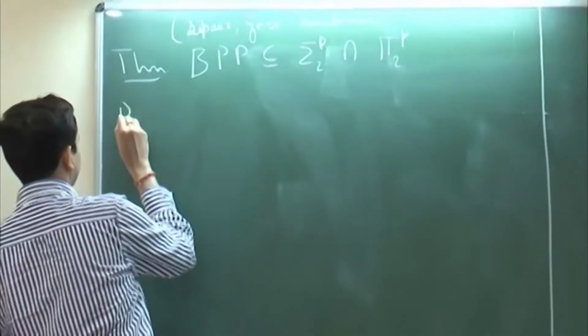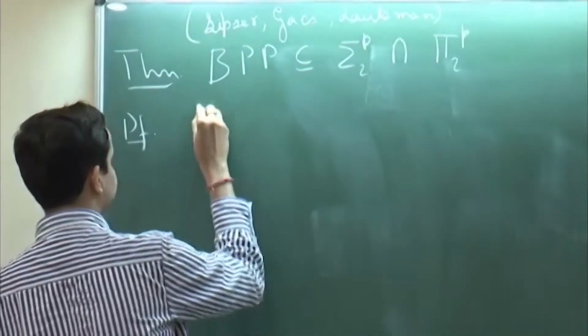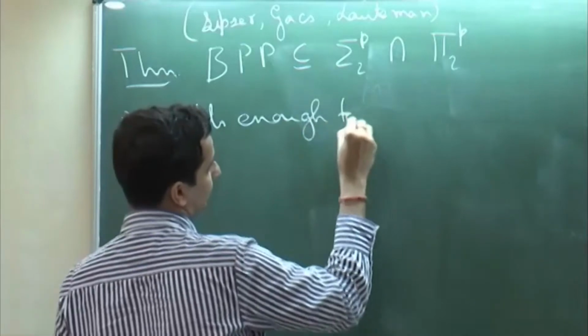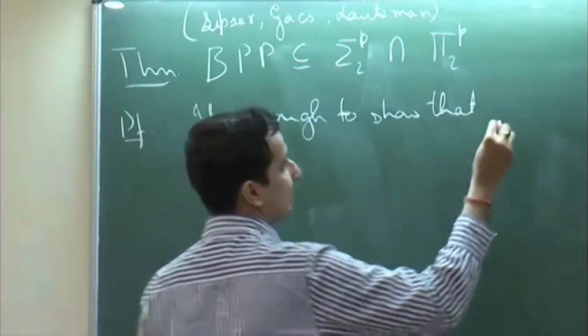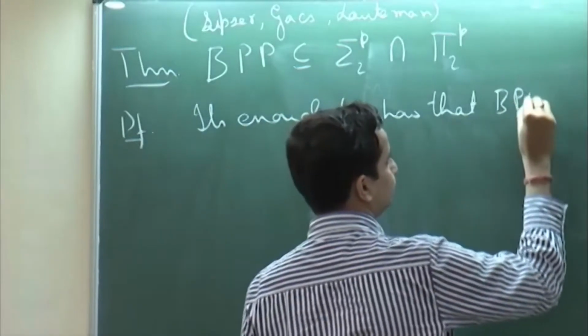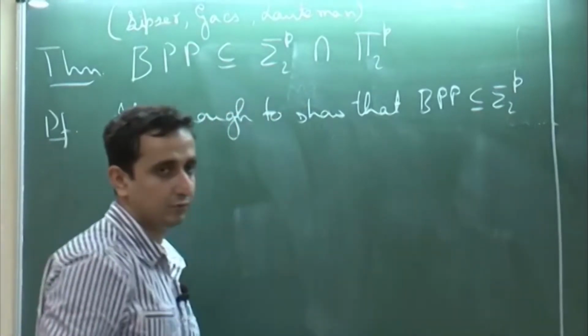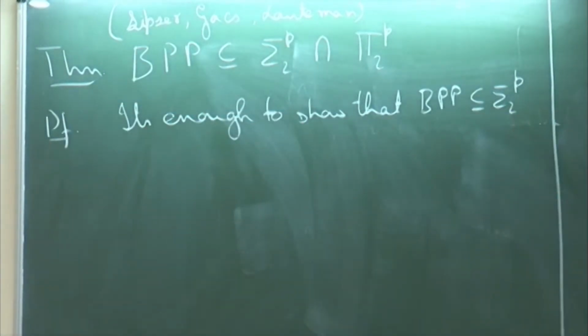Since BPP is closed under complement, it is enough to show that this is in just Sigma 2, because BPP is equal to co-BPP.